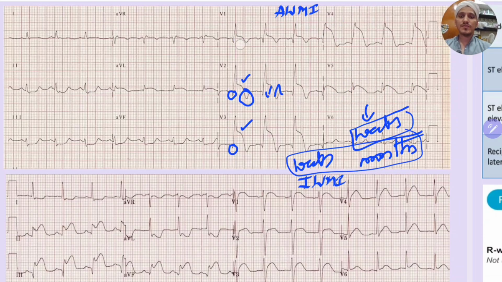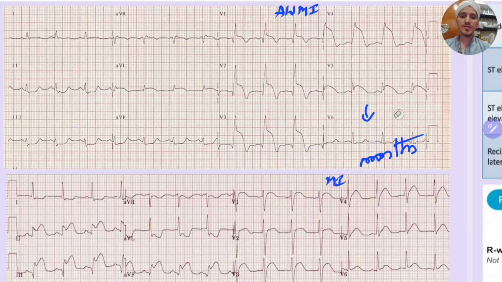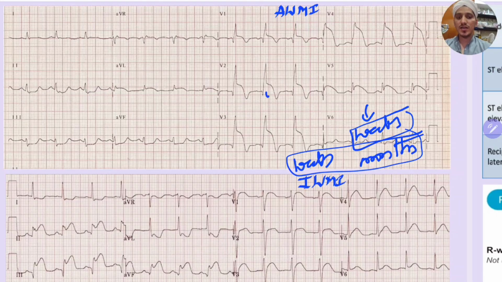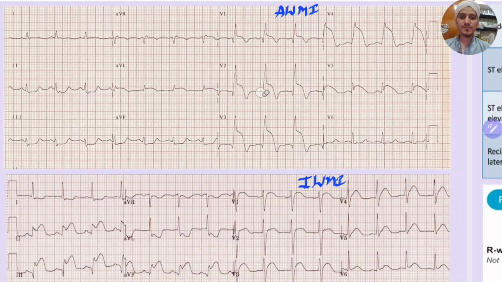So I am doing these things. So you are seeing sorry, okay, one thing okay. So you are seeing ST segment elevation in.